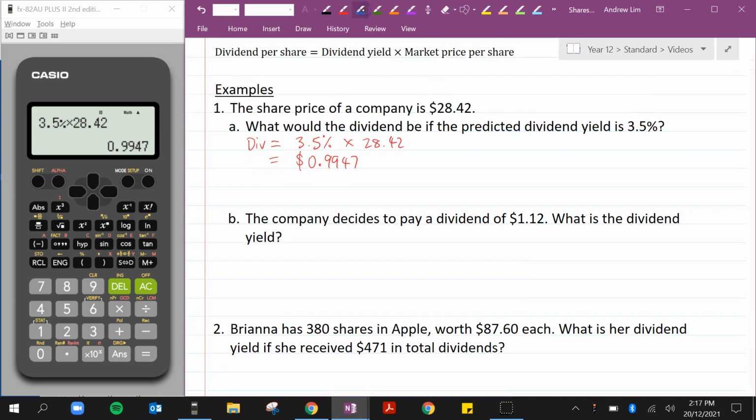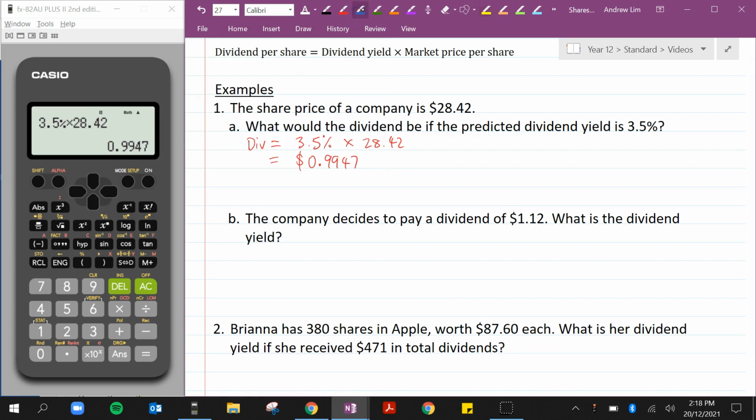Question B. The company decides to pay a dividend of $1.12. What is the dividend yield? So if we compare these two values, we know that in question B, the company decides to give more than what we worked out in question A, which means that the answer, the dividend yield, will be more than 3.5%. So if you check your answer for question B and you see that it's less than 3.5%, you must have made a mistake somewhere. Just make sure it makes sense.